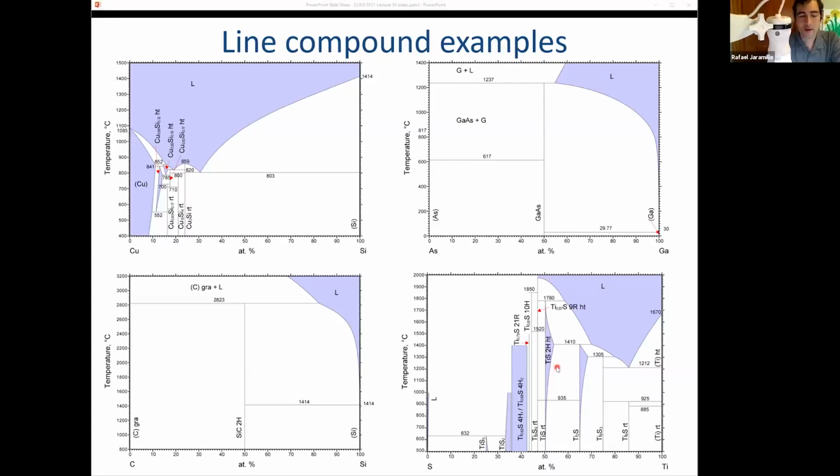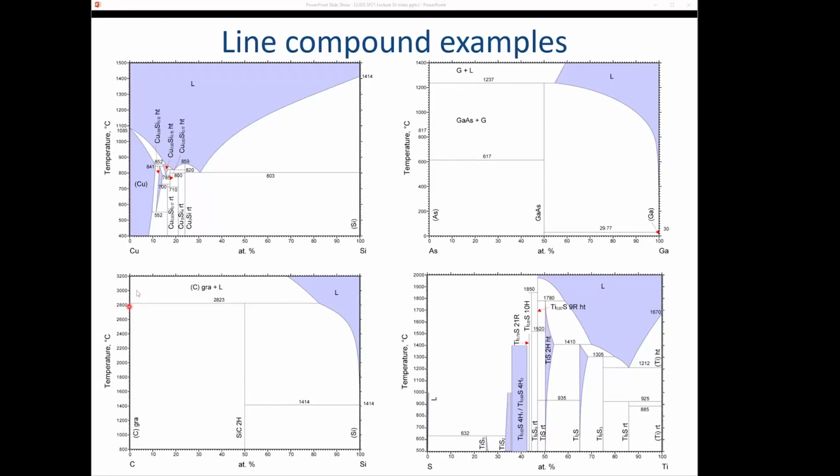So these are 4 examples, systems that have line compounds and other things. Before I move back to the board, do you have any questions on reading these, interpreting these, using these? Yeah, I have a quick question. On the bottom left one and the top right one, do they both contain 3 line compounds? Yeah, so for example, let's look at the silicon carbon system.